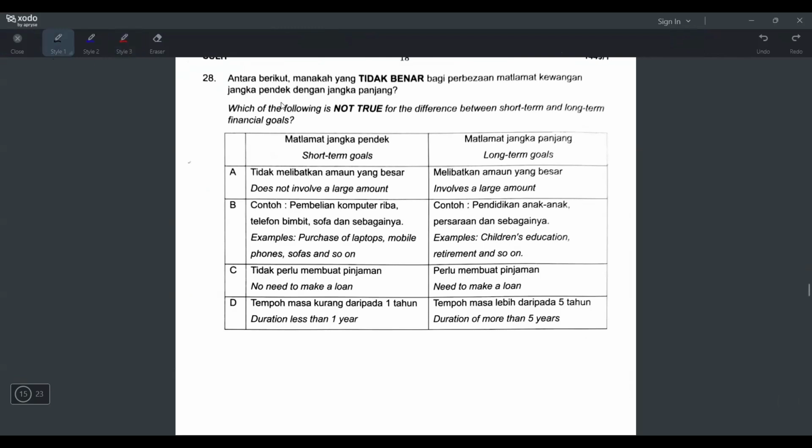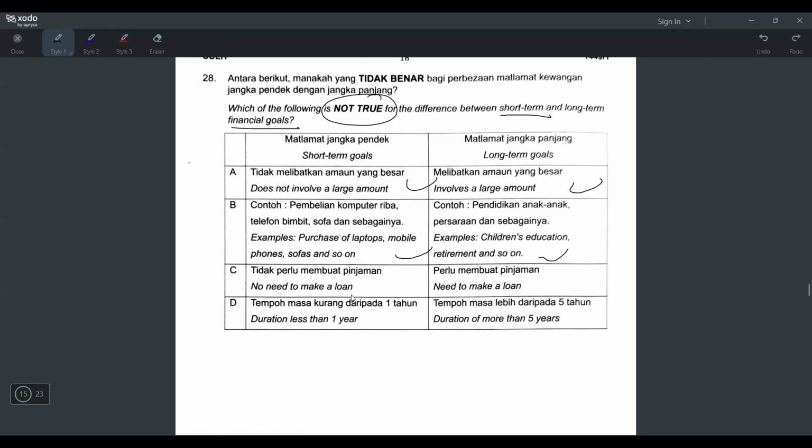Let's read the question. Which of the following is not true for the difference between short-term and long-term financial goal? Short-term goals do not involve a large amount. Long-term involve a large amount, right? Next one, short-term example, purchase laptop, mobile phone, sofa, and so on. Long-term, children's education, retirement, and so on. I think this is true. A is also true, B is also true. Okay, let's read C and D.